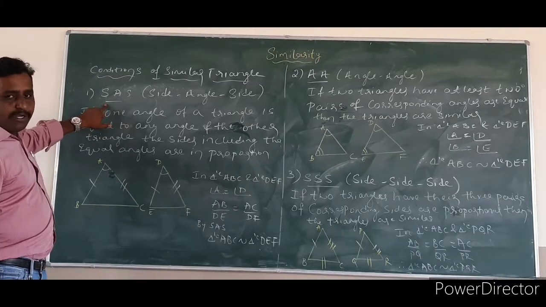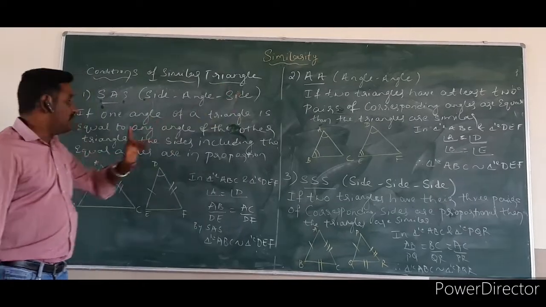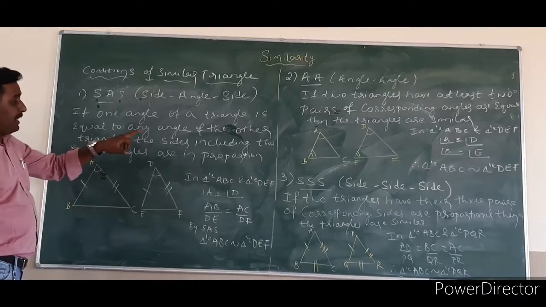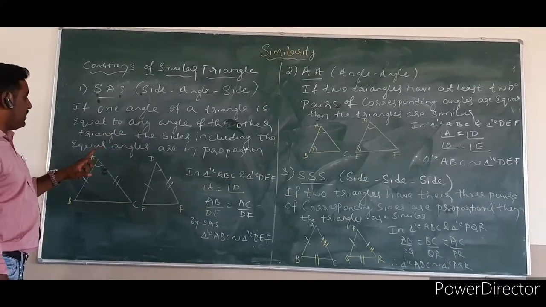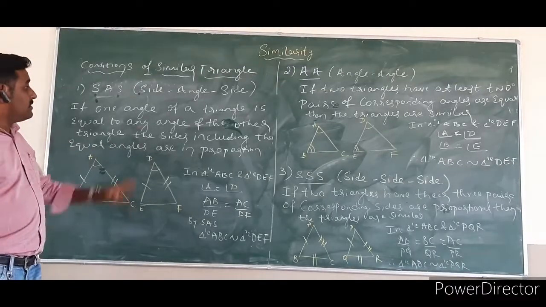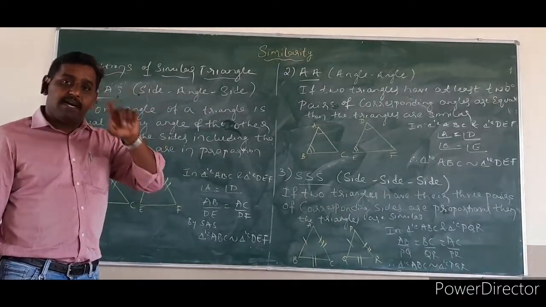We already know in 9th standard what is meant by SAS: side, angle, side. So if one angle of a triangle is equal to any angle of the other triangle, then the sides including the equal angles are proportional. Side angle side means the side, the included angle, and the other side.